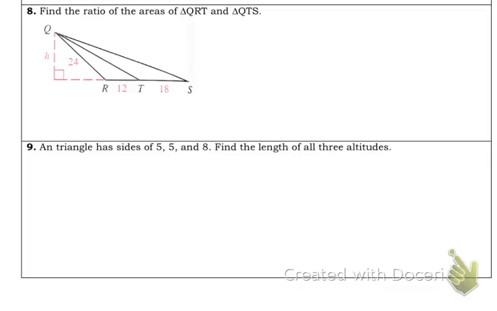So number 8 is looking for a ratio of the areas of QRT and QTS. So let's go ahead and just write what the areas are for both of those. So for QRT, it's going to be half our base, which is 12, times our height, which I don't know the answer to. So that's going to be 6H. QTS has a base of 18. Still don't know the height, so that's going to be half of our base of 18 times our height, which I don't know, which is going to be 9H.